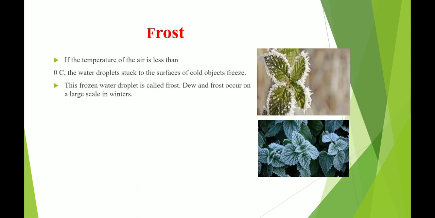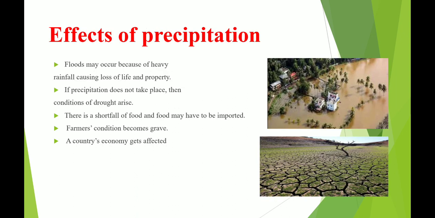See next now, frost. What is frost? If the temperature of the air is less than 0 degrees Celsius, the water droplets stuck to the surface of a very cold object freeze, and such frozen water droplets are called frost. You can see in the picture, but this frost is harmful to the crops, and if it is spread on the roads it also causes accidents. These are known as dew, fog and frost.